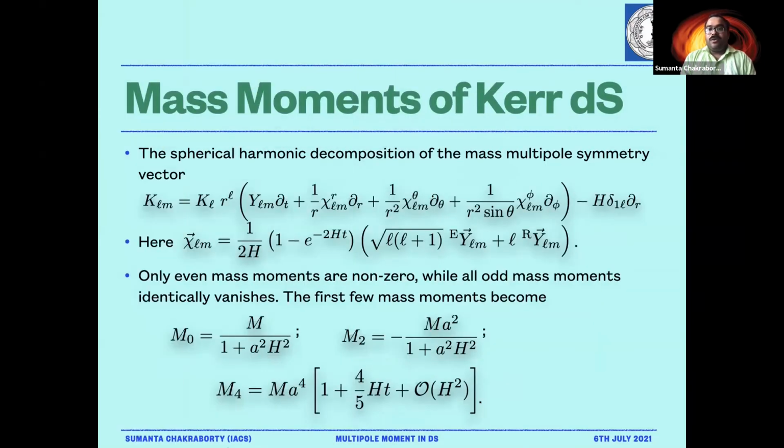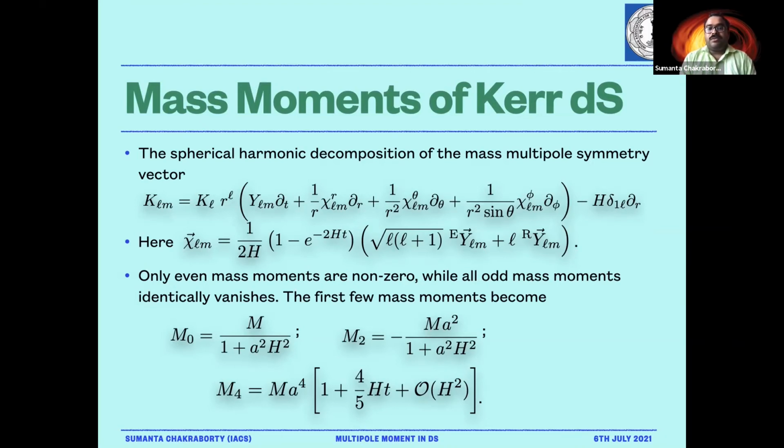However, if I go for the mass moments of the Kerr-de Sitter black hole, we have done exactly the same thing. That is, we have spherically decomposed the parameter epsilon, and now the structure of the vector field is much more complicated, as it depends on both the electric part of Y_lm and the radial part of Y_lm. The electric part is the gradient of Y, and the radial part means it's the radial vector times Y_lm. So this now has a radial component, theta component, phi component, and a t component.